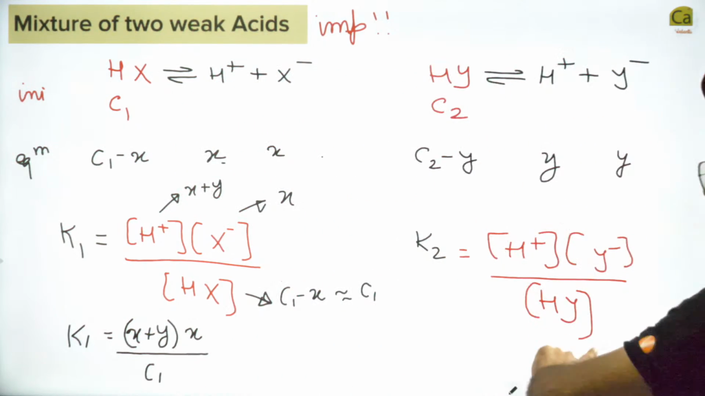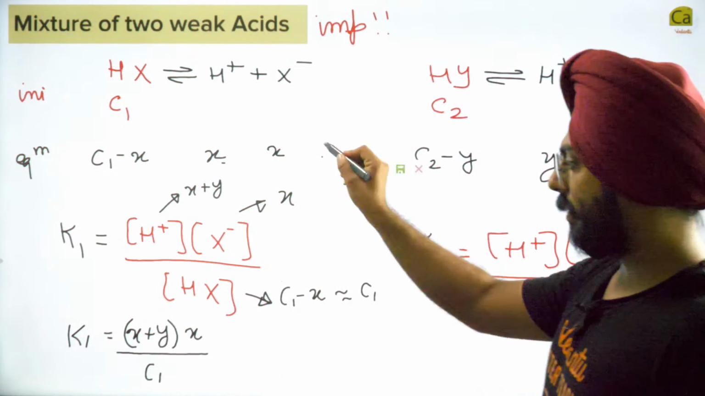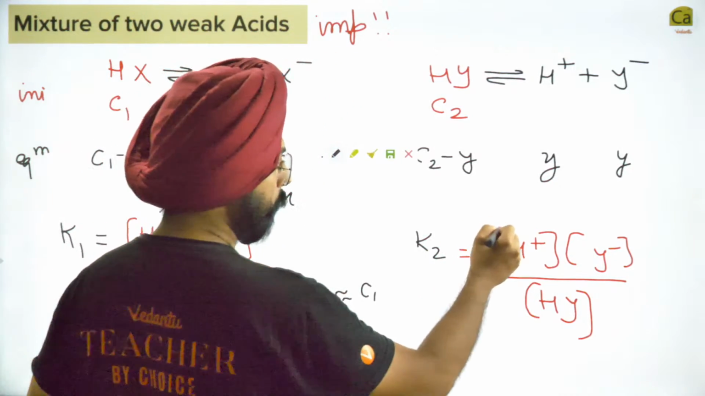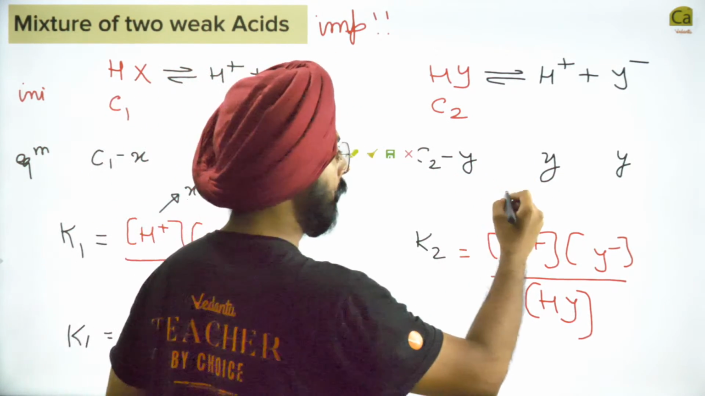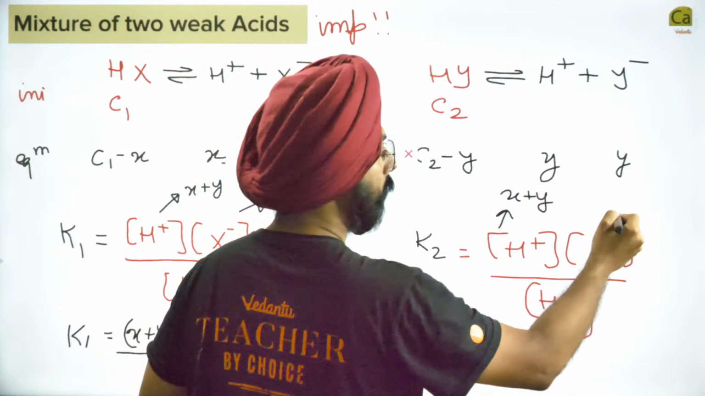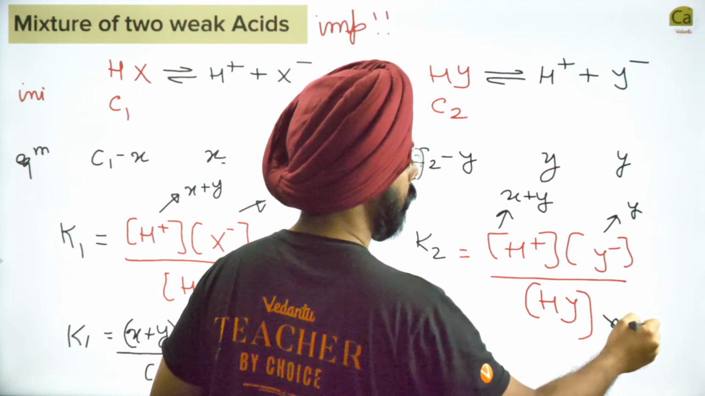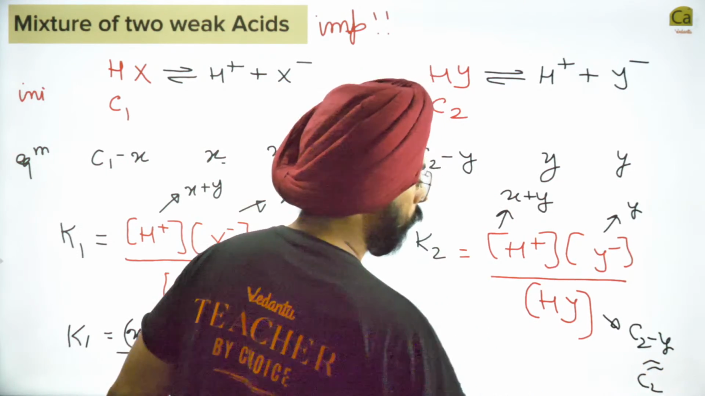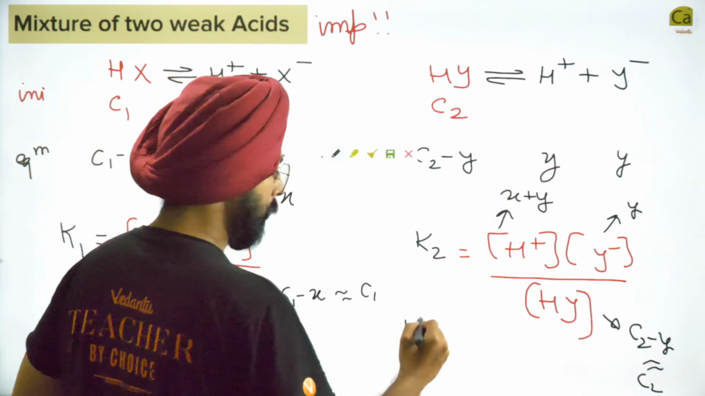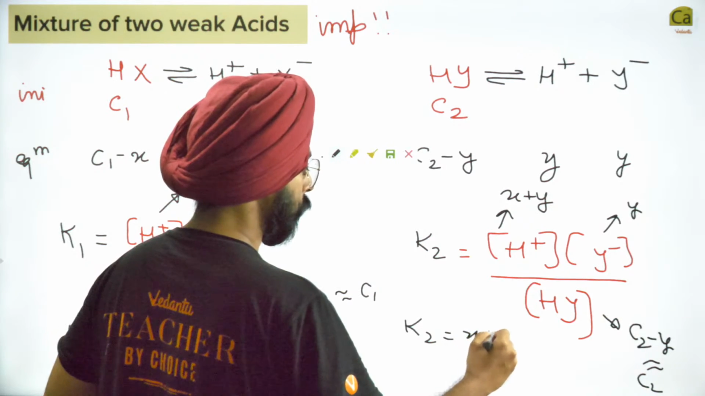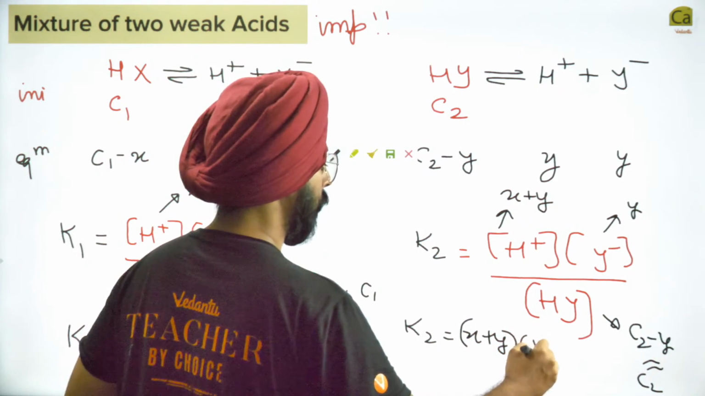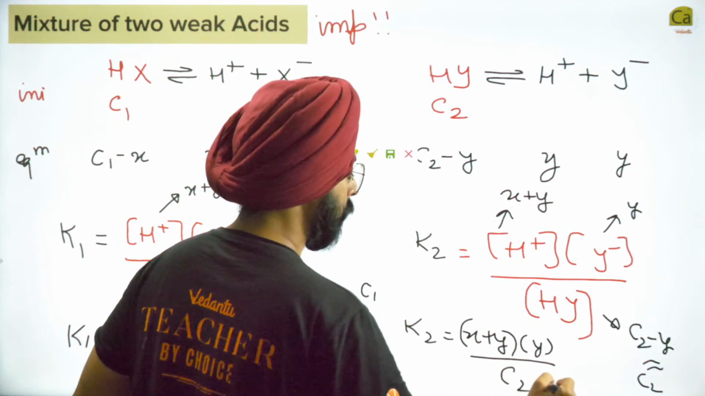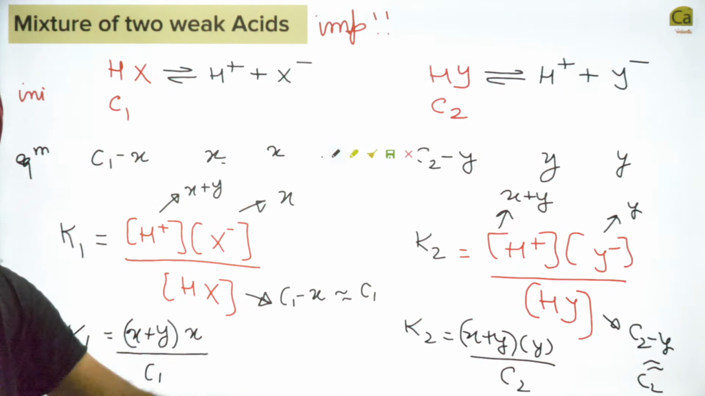Okay. On the right hand side, similarly, let's write the same thing for K2. H positive's concentration combined is X plus Y. This is Y and this is C2 minus Y, approximately C2. ठीक है, सो यहाँ पे मैं लिख दूंगा K2 is equal to X plus Y into Y divided by C2. Please write these two things down.